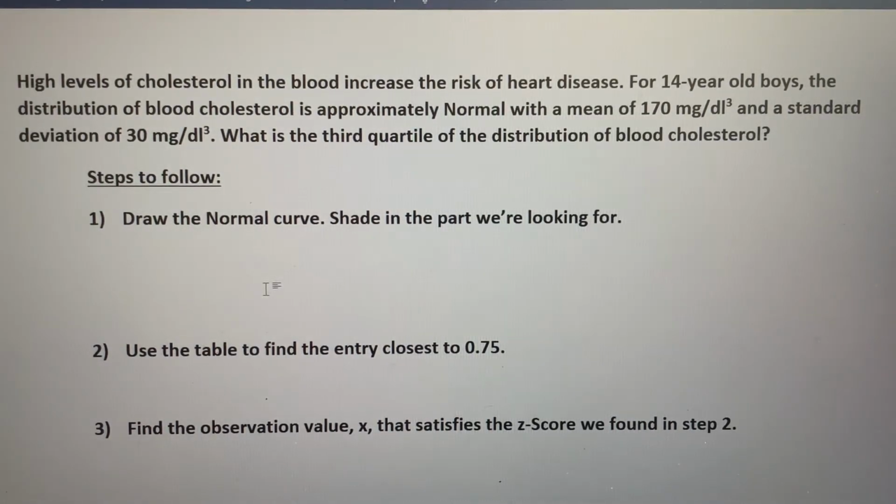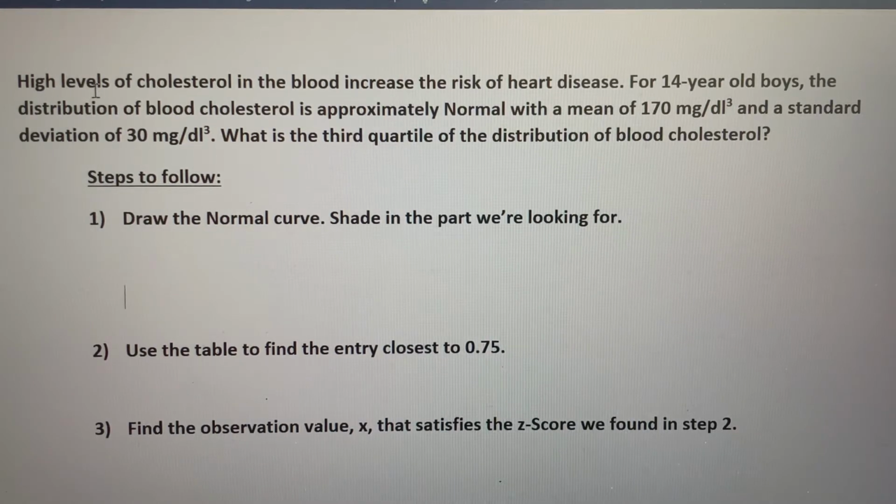So here's a second example for using the standard normal table and a given percentile, in this case the third quartile, to find the z-score and then determine the observation value, or x, that fits that criteria, okay?